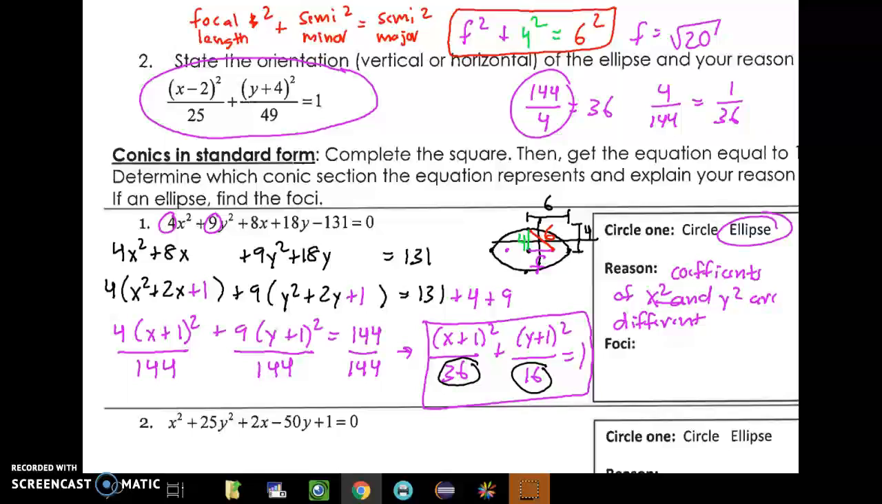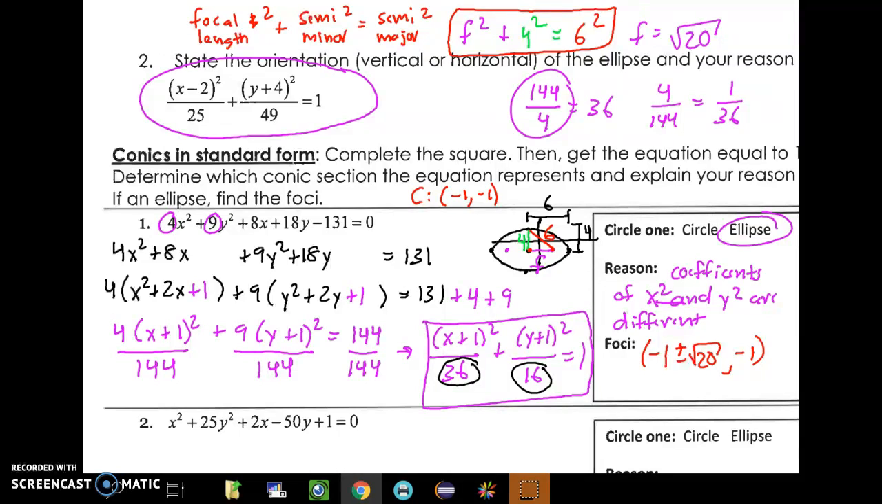Now here's what we do with this. We know that the center is at the point (-1, -1). So that's that point in the middle there. If we moved root 20 to the right or root 20 to the left, then we're going to find the foci. So here's how we're going to write the foci down. They start at the same x-coordinate as the center does, -1. But if we add or subtract the focal length, we will get to the x-coordinate of the foci. The y-coordinates of the foci are the same as the y-coordinate of the center.